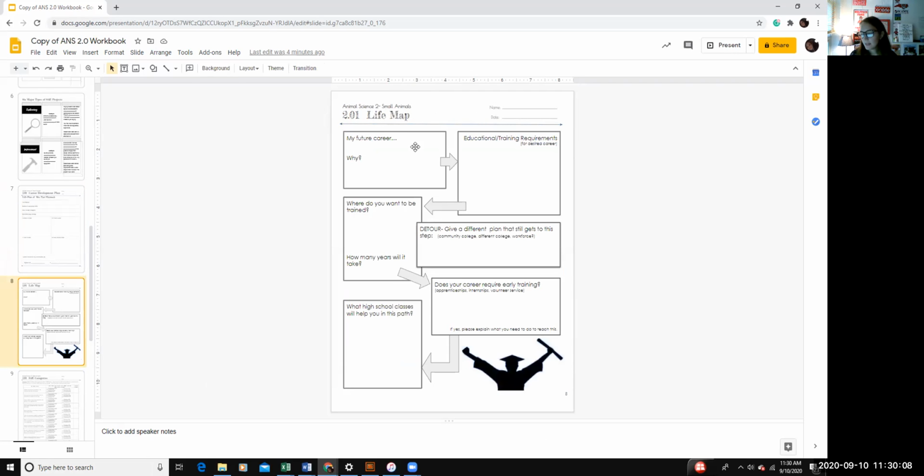All right, and then the next thing is just a life map. Pretty much what we already do when we talk about careers. What career do you want to be and why? And then make sure that you look up all the information you need for that. All right, so if you wanted to be a teacher, what kind of education or training would you need? For a teacher, you need to have a 4-year college degree, and you need to have a teaching license. So those are the 2 things you would need for that.